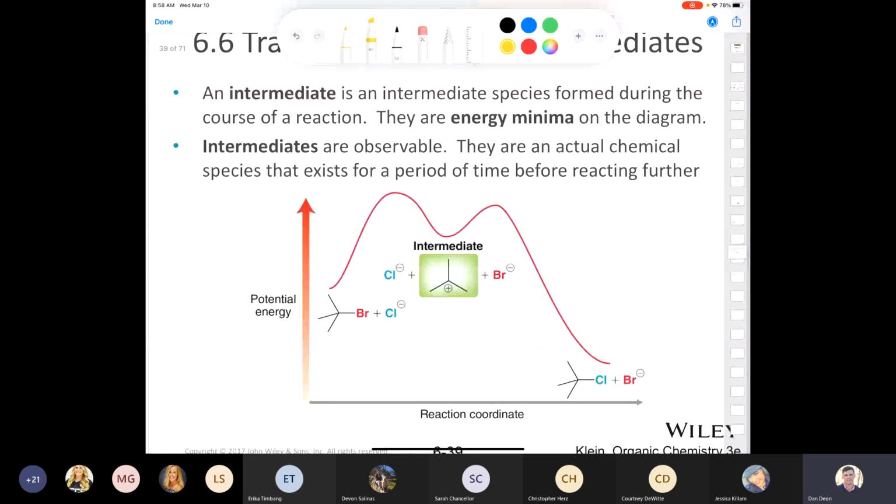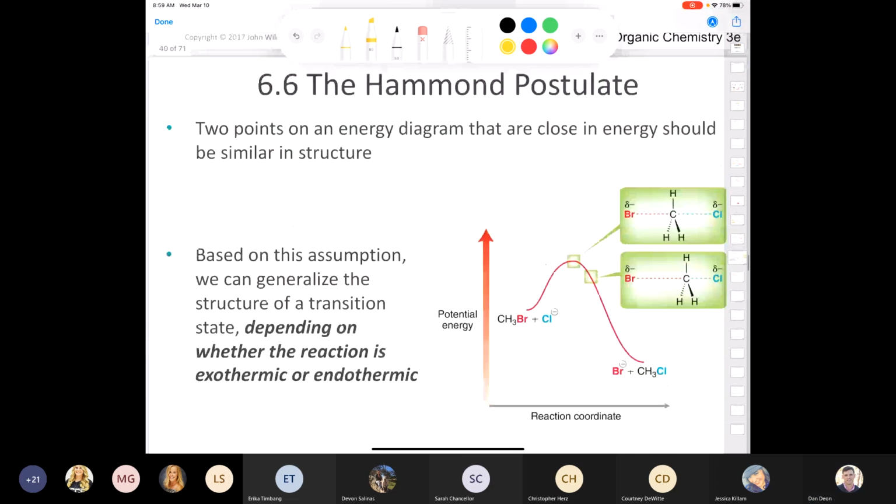If we look at an intermediate, which again is the minima or the valleys in these reaction coordinate diagrams, the intermediates are observable. They're actually going to exist for a period of time before moving on to another reaction, whether they produce another intermediate or a product. We're going to look at, I was going to say gazillions, I don't know, a lot of intermediates over the course of Chemistry 3101, and probably even more intermediates in Chemistry 3111. A lot of intermediates.